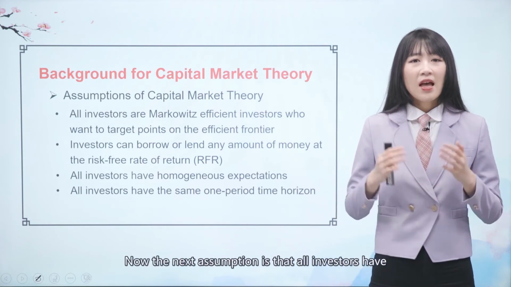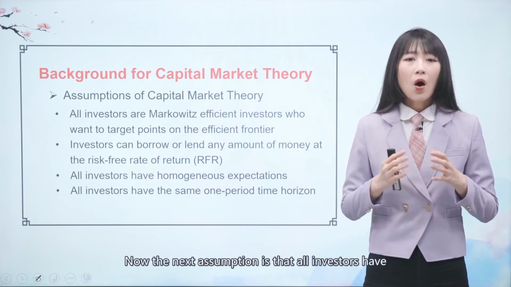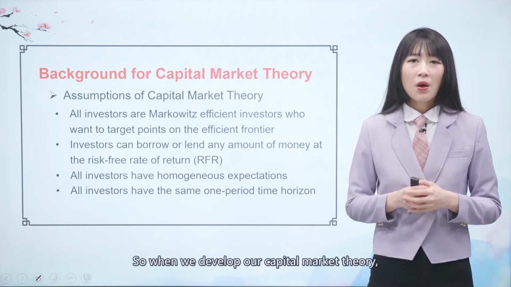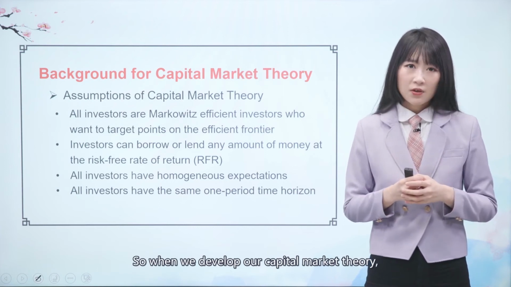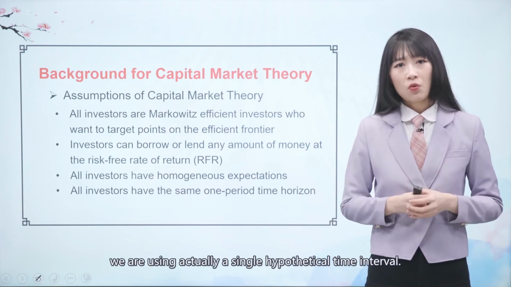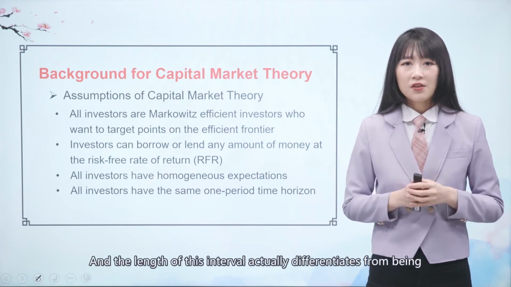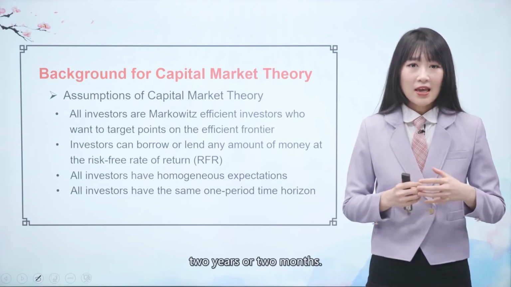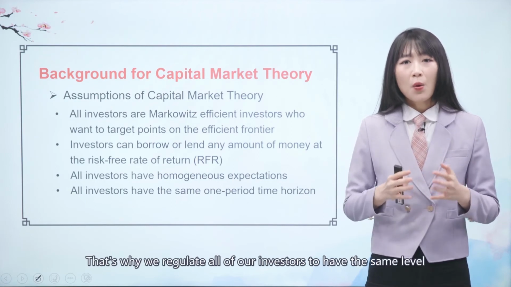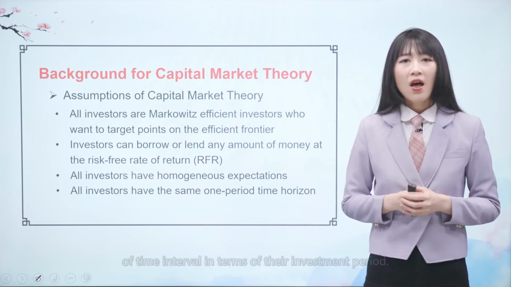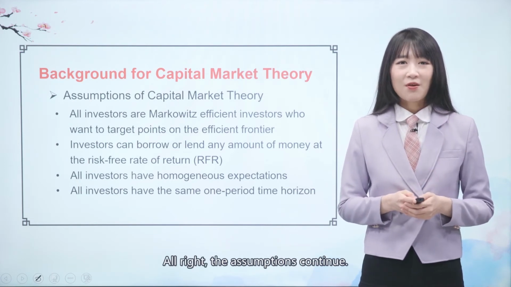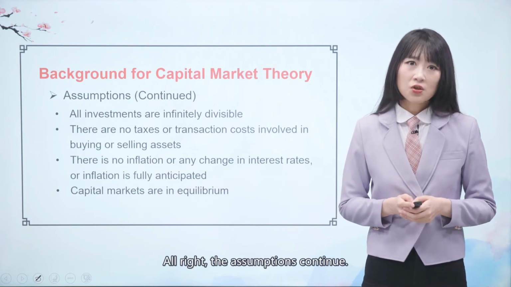The next assumption is that all investors have the same one-period investment horizon. When we develop our capital market theory, we are using a single hypothetical time interval. The length of this interval can differ, being, say, 2 years or 2 months. That's why we require all our investors to have the same time interval for their investment period. All right, the assumptions continue.